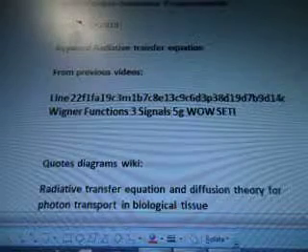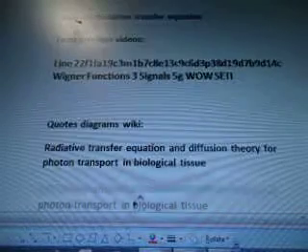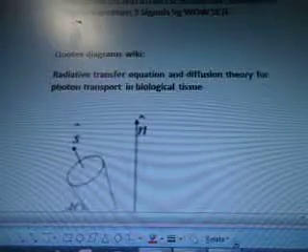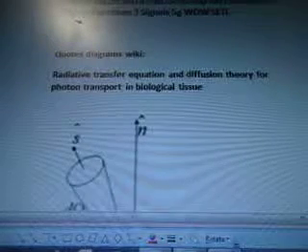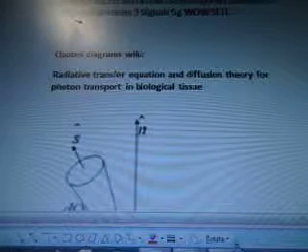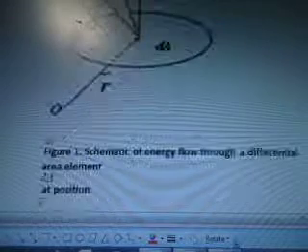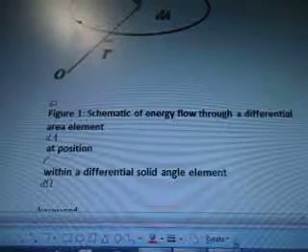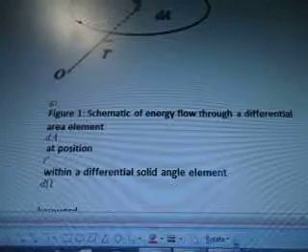From a previous video, this is the line of data, Wigner functions, 3 signals. Quotes and diagrams are from Wiki. Radiative transfer equation and diffusion theory for photon transport in biological tissue. And there's the diagram. Schematic of energy flow through a differential area element dA.